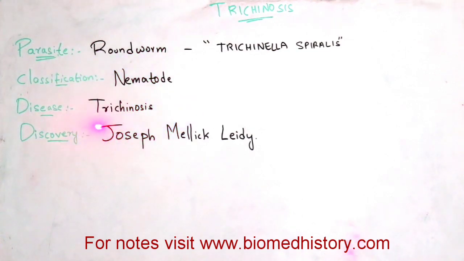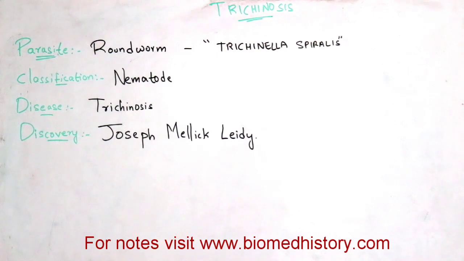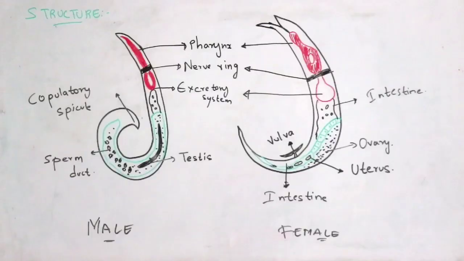In this video I am going to explain the life cycle, structure, symptoms, diagnosis and treatment given for a person who is infected with trichinosis. This disease was discovered by a scientist known as Joseph Mellick Leidy. Now let us see the structure of the roundworm. The roundworm is differentiated into male worm and female worm, that is, it is bisexual. Let us see the structure of the male and female worm.